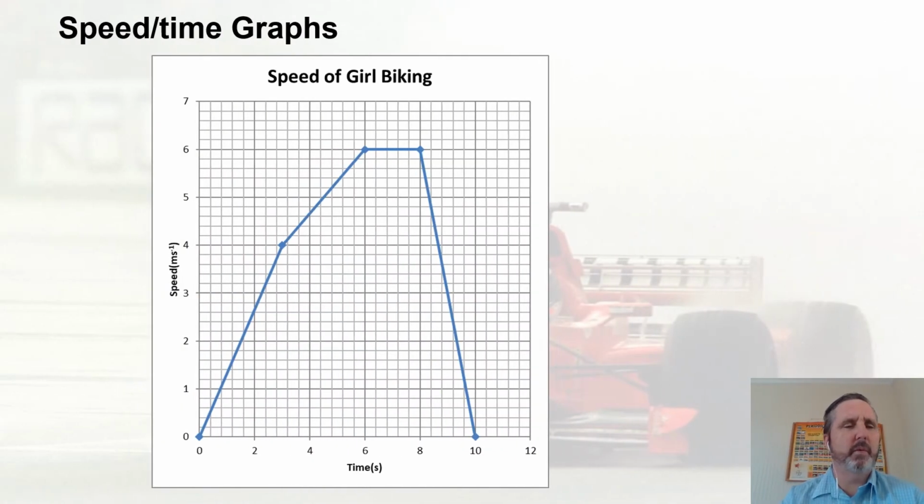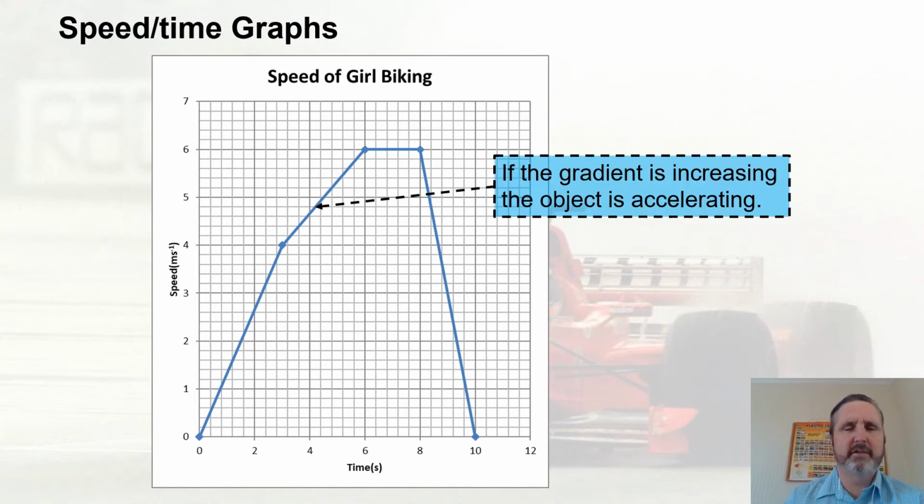Here is what we call a speed time graph. So now what we've done is on the left-hand side of the axes, we've plotted the speed at any time in the journey instead of the distance. And on the horizontal axis, we've plotted the time. Now, a gradient on a speed time graph actually represents acceleration. And if the gradient is increasing, it means the object is accelerating.